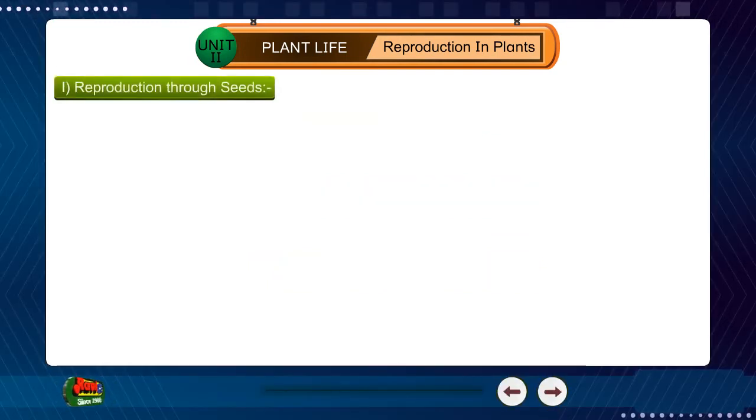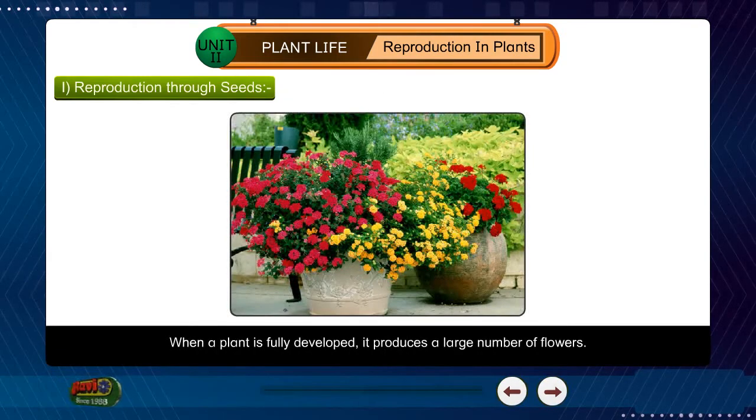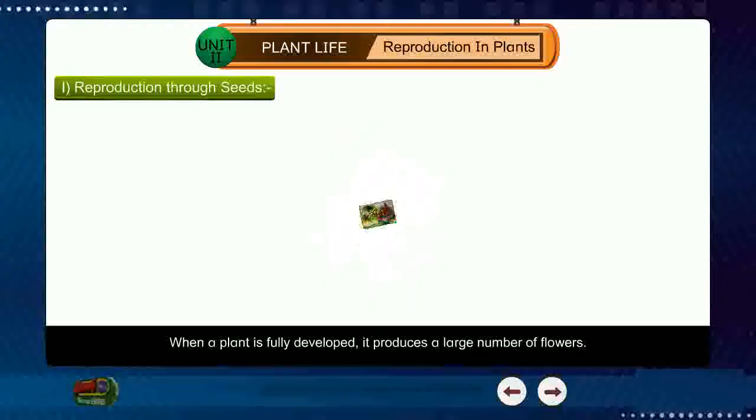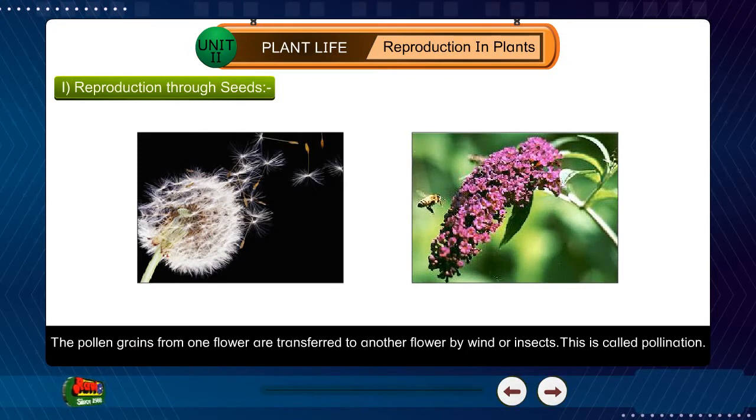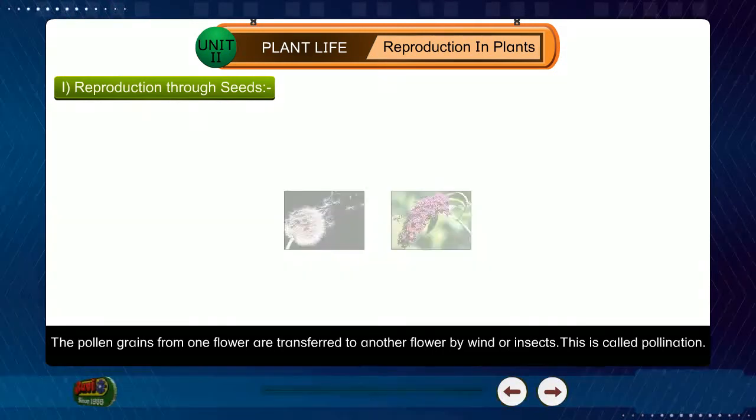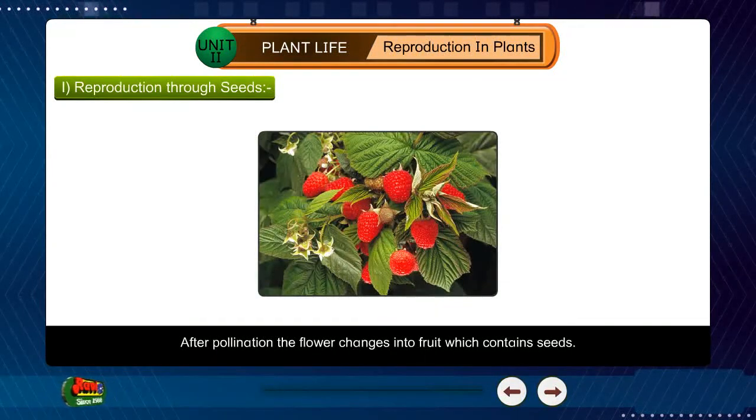1. Reproduction through seeds. When a plant is fully developed, it produces a large number of flowers. The pollen grains from one flower are transferred to another flower by wind or insects. This is called pollination. After pollination, the flower changes into fruit, which contains seeds.